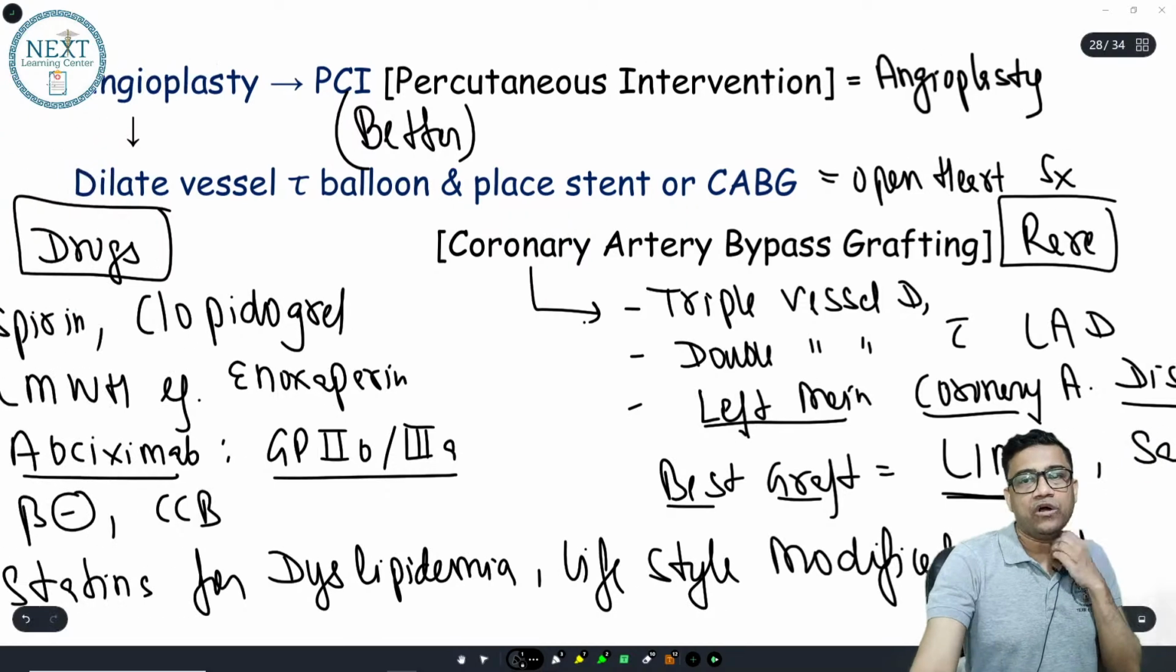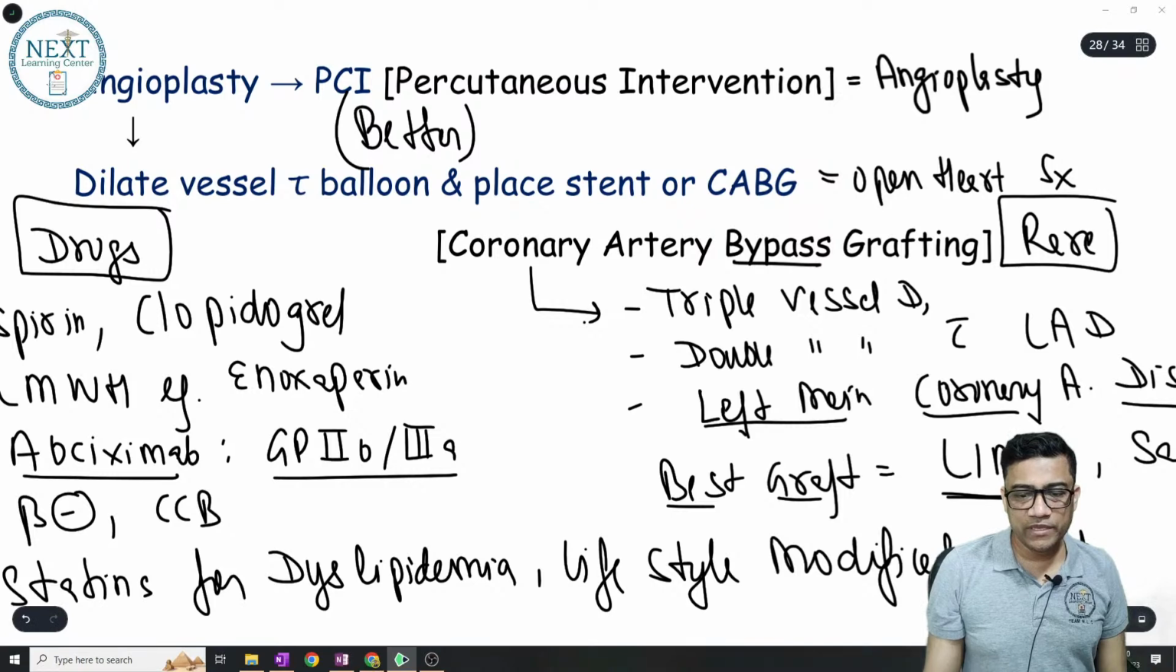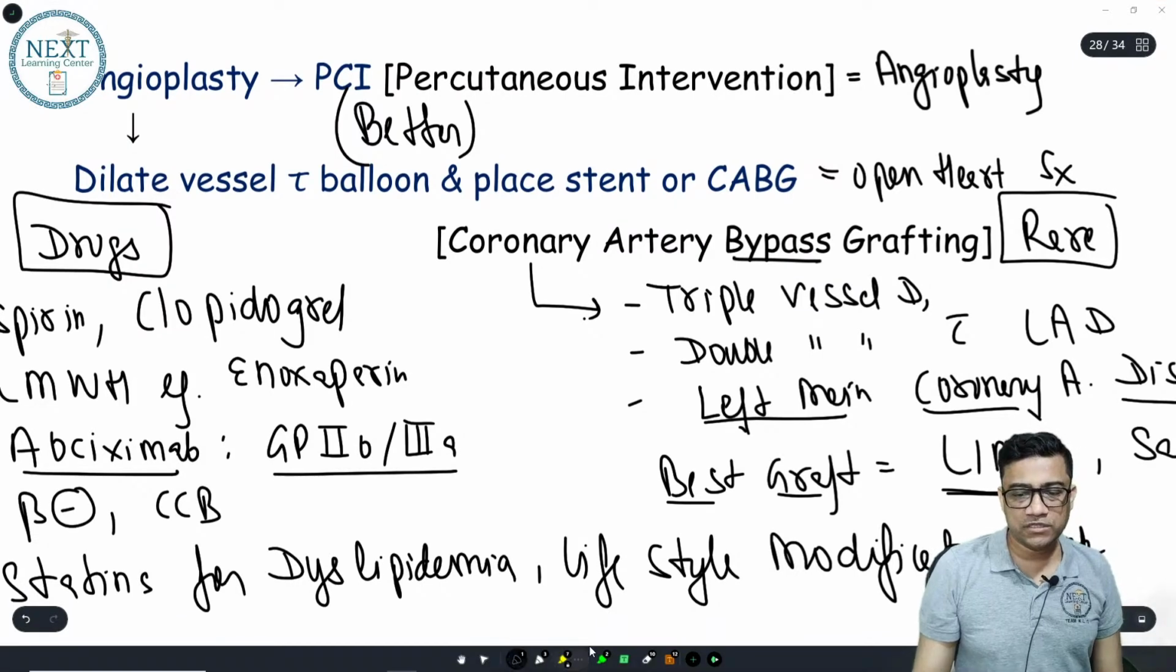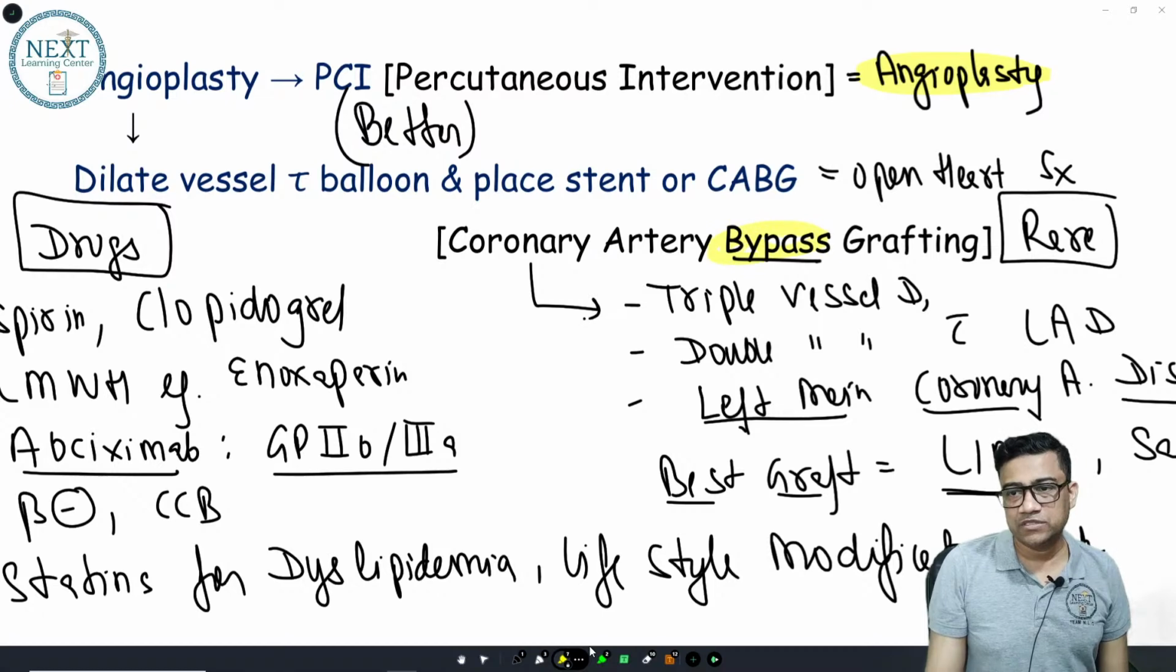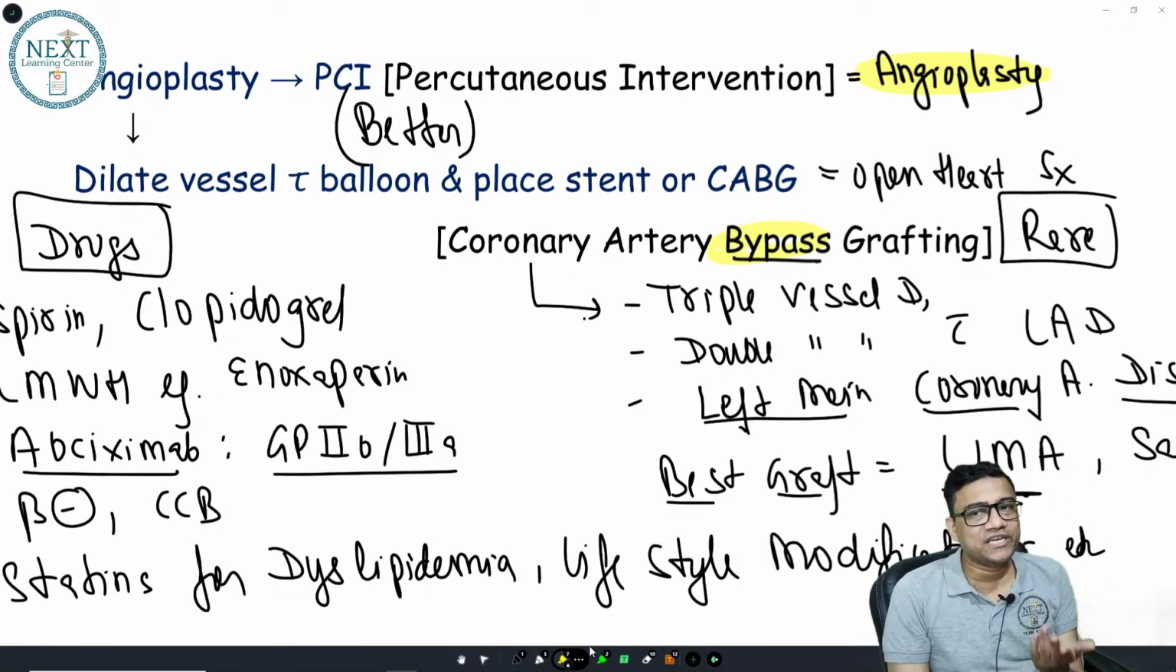Or we can do bypass. CABG is bypass. So you tell me what is preferred, angioplasty or bypass. Remember, angioplasty and bypass both can be done. Plasty is the repair and bypass is creating a new vessel.